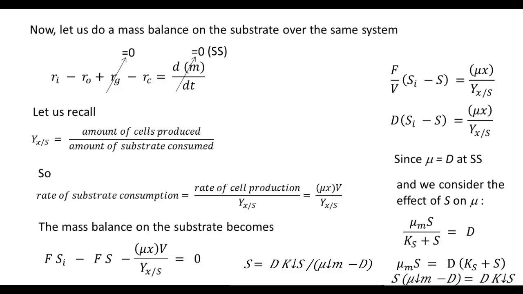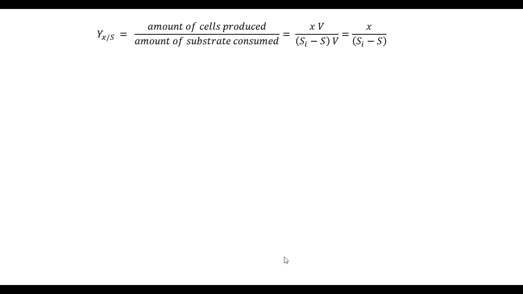Okay. So we have S here and X here. We are trying to get it all in terms of S so that we can solve for S. So the y-axis is the amount of cells produced by the amount of substrate consumed. The amount of cells is X V, and the amount of substrate is S naught minus S, Si inlet, right? Yeah, inlet minus S into V. The volumes are the same, we can cancel them, we get X by Si minus S.